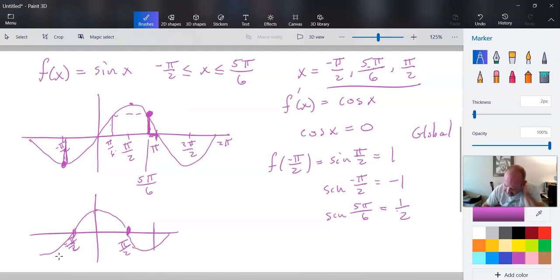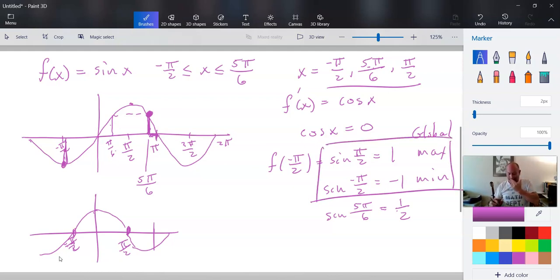So looking at these, this is our largest value, so this is our global max. And this is the smallest value, so this is the global min, right? So those are our two values. So I have a global max at x equals pi over 2, and I have a global min at x equals negative pi over 2. Right? This one ends up not really playing into it. It is a local maximum on that interval, but it is not what we were looking for at the time.